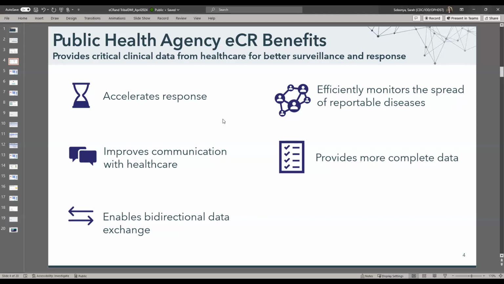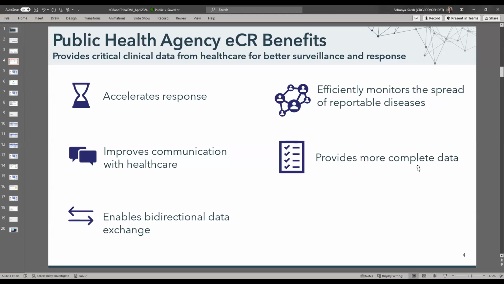So depending on the capabilities of the electronic health record software, the public health agency could be getting the report in minutes, and they would definitely get it within an hour. It allows the public health agency to communicate back to healthcare. They can communicate back directly through that response. That's that bidirectional exchange. And also the data that's provided is more complete data.